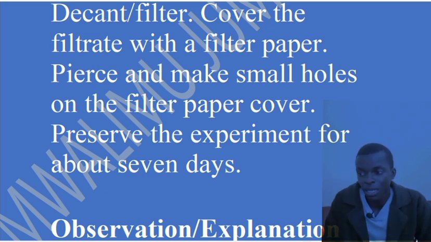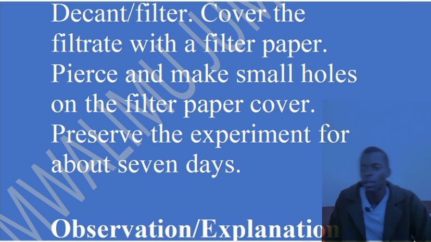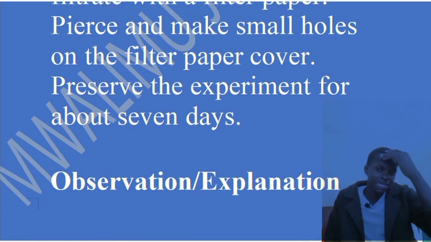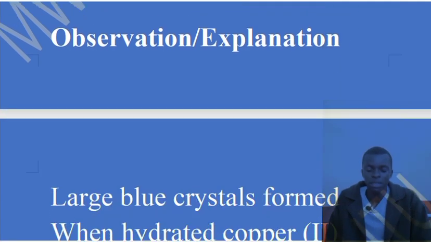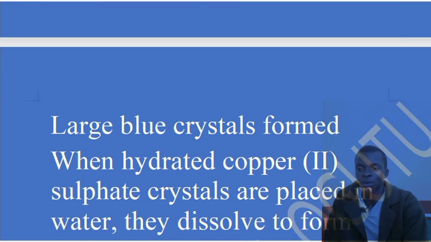When hydrated copper 2 sulfate crystals are placed in water, they dissolve to form copper 2 sulfate solution. After some days, water slowly evaporates, leaving large crystals of copper 2 sulfate. If the mixture is heated to dryness, small crystals are formed. So the large crystals are formed because we have left it for some days.